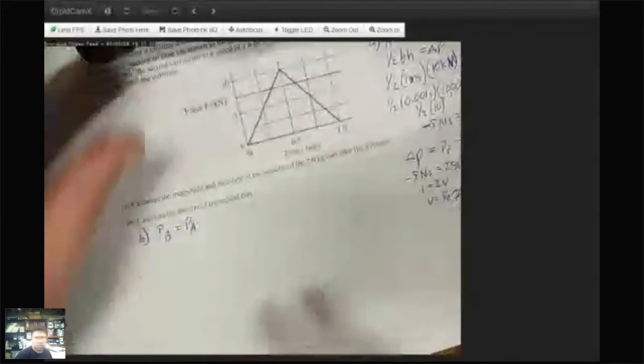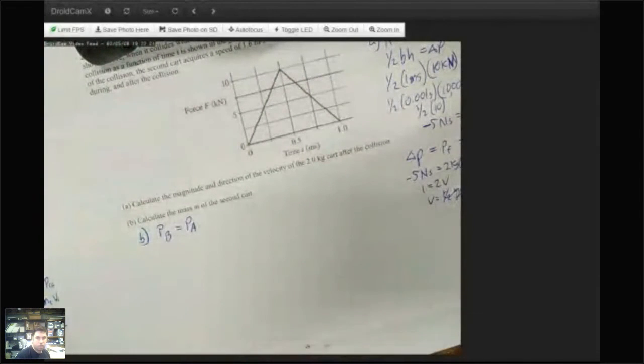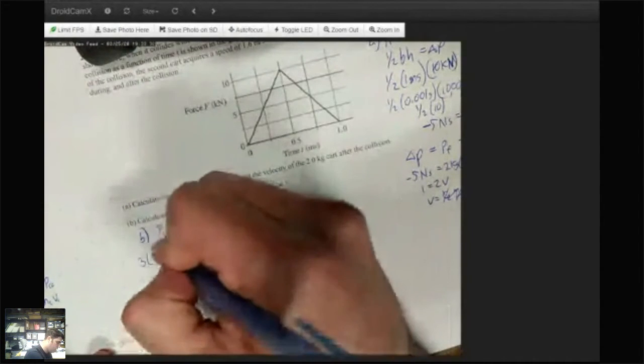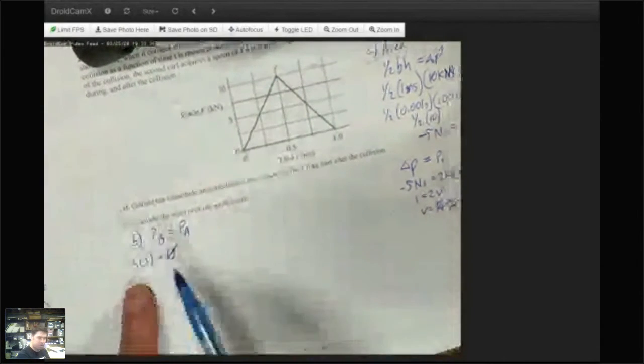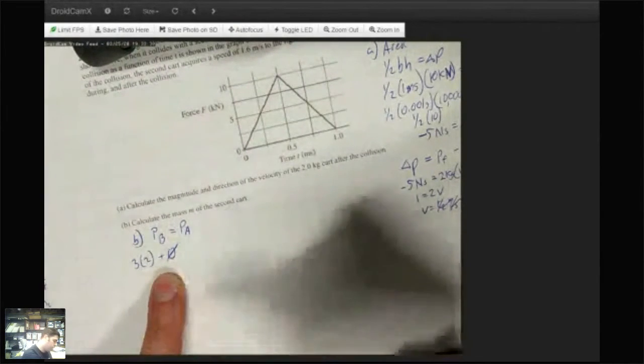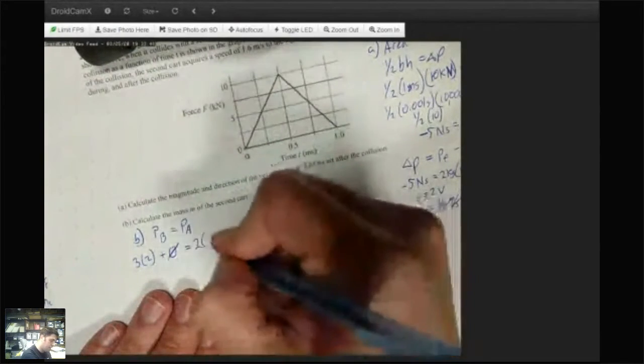So this is a collision. So I get to use P before equals P after. Those 2 parts still get to apply because we still have a collision going on. Beforehand, I have 2 objects that I care about. So I've got 3 times 2 plus 0. So the moving cart and the stationary cart, the one that's not moving, must be equal to, what did we say? We said 2 times 0.5.